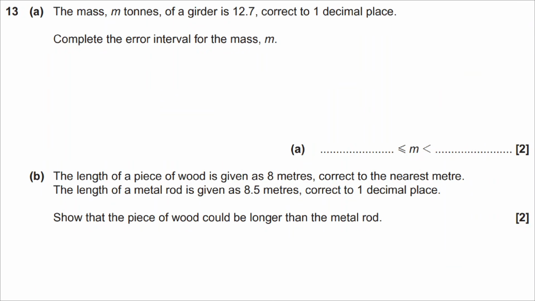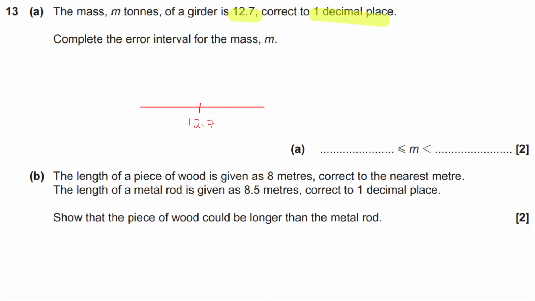Question 13 is bounds. So the mass in tons of a girder is 12.7 correct to 1 decimal place. Complete the error interval for the mass. So the way that you approach these is we go and draw a bit of a line. The middle number is the number that you're looking at, which is 12.7, and we're going to 1 dp. So your number is 12.7.